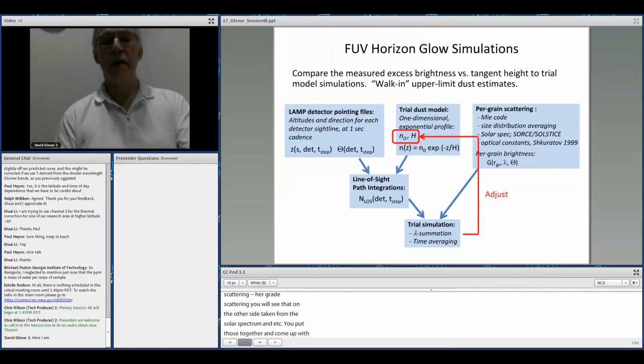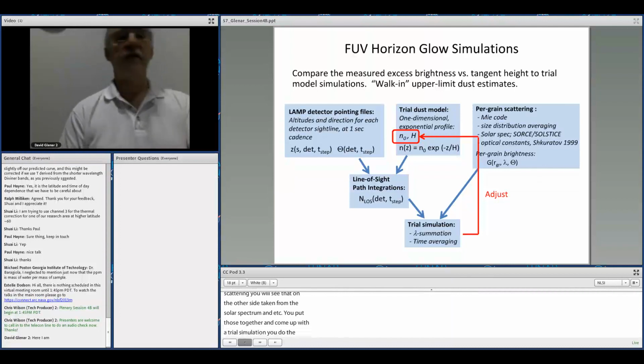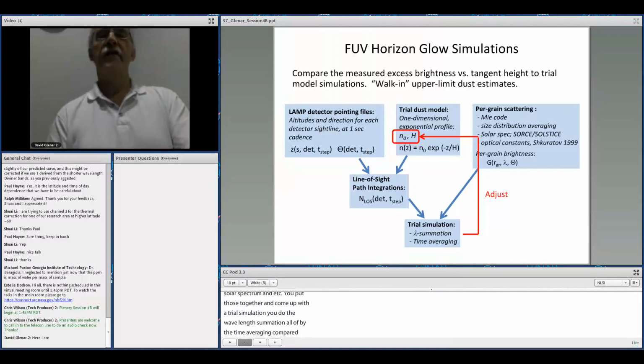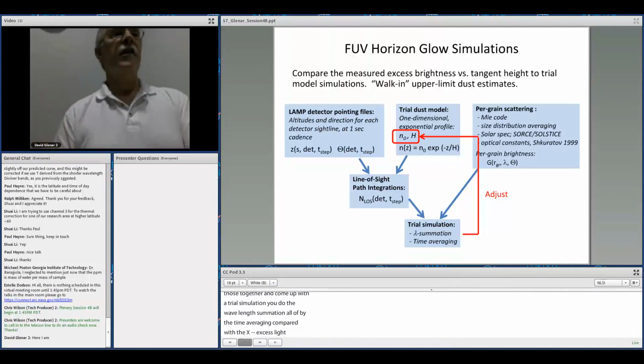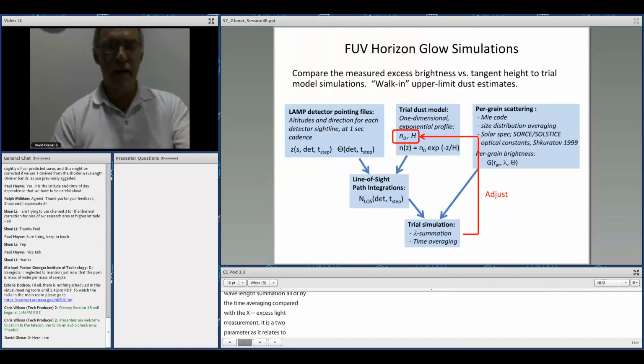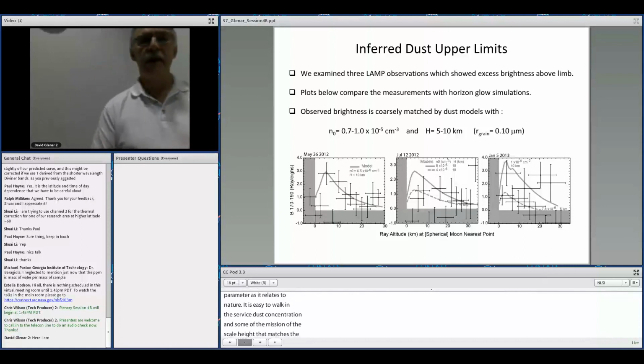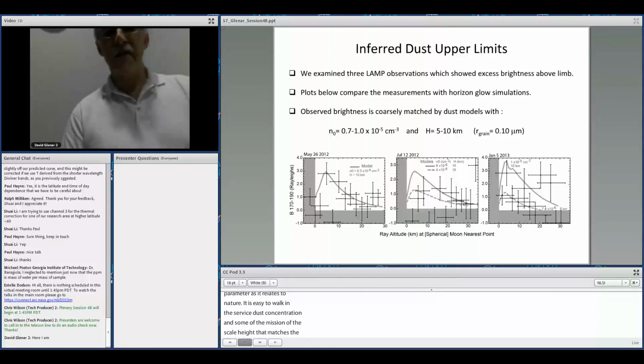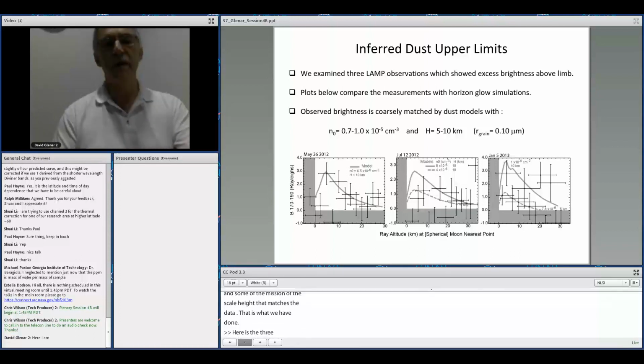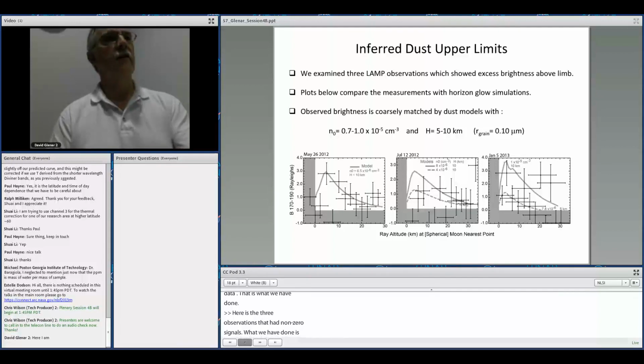You do the wavelength summation followed by the time averaging, and compare it with the excess light measurements. Basically, it's a 2-parameter fit, N0 and H, and they are almost independent. So it's very easy to walk in the surface dust concentration and some estimate for the scale height that matches your data, and that's what we've done. Here are the 3 observations that had non-zero signal, and what we've done is just place these models over those data clusters to get some idea of the dust upper limits.